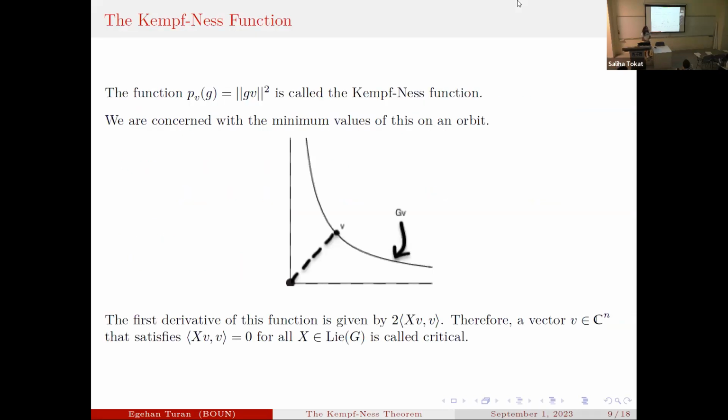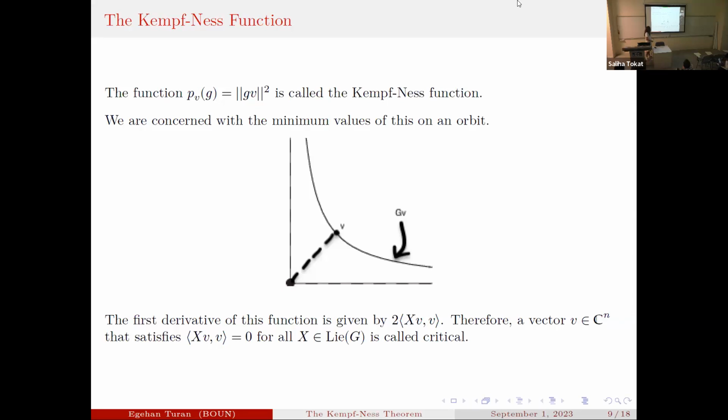One last thing before I mention the Kempf-Ness theorem is the Kempf-Ness function. This is the function here, and this goes from G to, sorry, G to the real numbers. And it is just defined as this. We will be concerned with the minimum values of this function on an orbit. So let's say Gv is my orbit. Since this is a norm squared, I'm basically trying to find the vector that is closest to the origin.